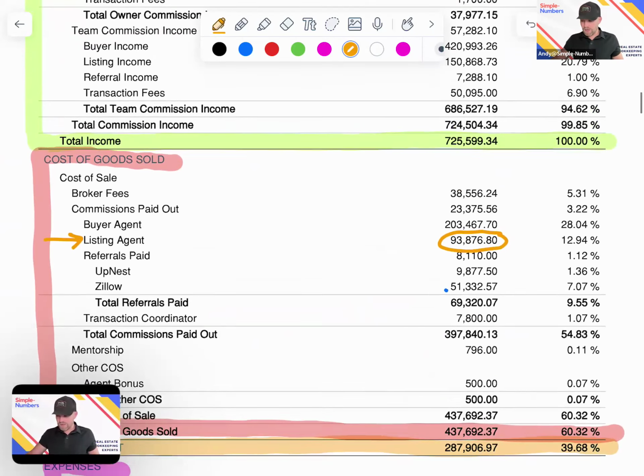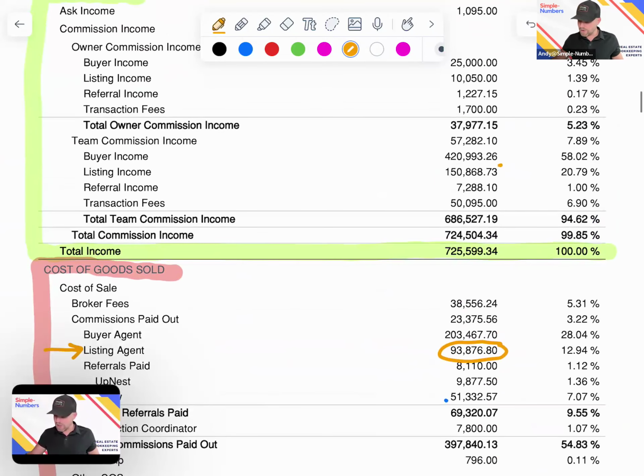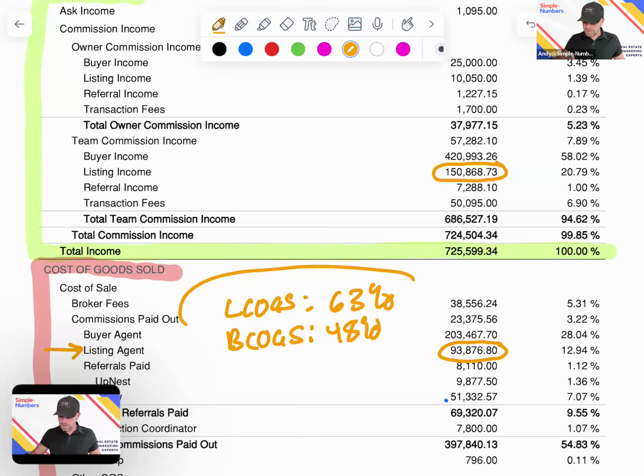$94,000 went out in cost of sale to the listing agents. $150,000 is what was brought in. So when we look at that, the listing cost of sale is 63%. When I do the same calculation on the buy side, it's only 48%. So we have a listing split issue. We are paying out too much on the listing deals.